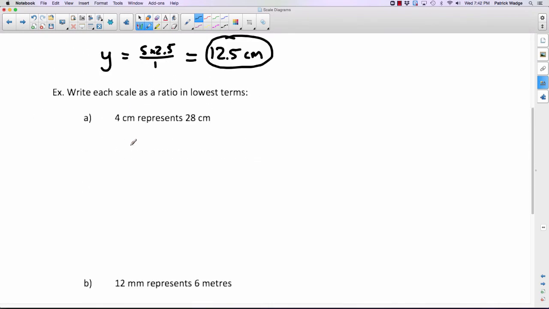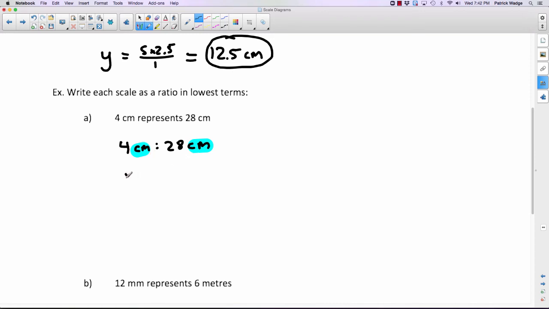So, first question. 4 centimeters represents 28 centimeters. So you can start right away by making it a ratio. Now, there's two things that have to be true. One, they need to have the same units. So in this case, we have centimeters and we have centimeters. Hey, that's great. They have the same units. You know what you can do if they have the same units?